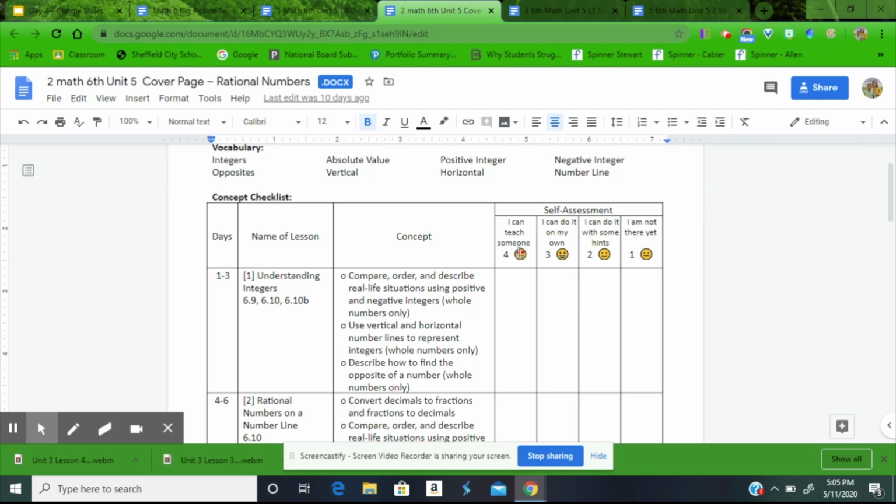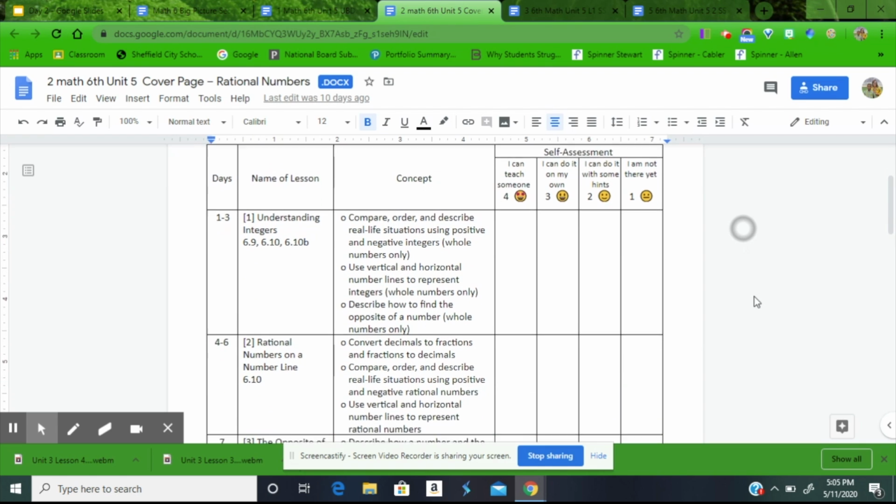Again, we have our 4s, and those are your exemplary students, those that know it so well they can turn around and teach it to someone else. You have your 3s, those are your proficient students where you want everyone to be. Then you've got your 2s, those are students that still need a little bit of help with the standard, but get it just a little bit. And then you have your 1s, those are the ones that just aren't there yet.